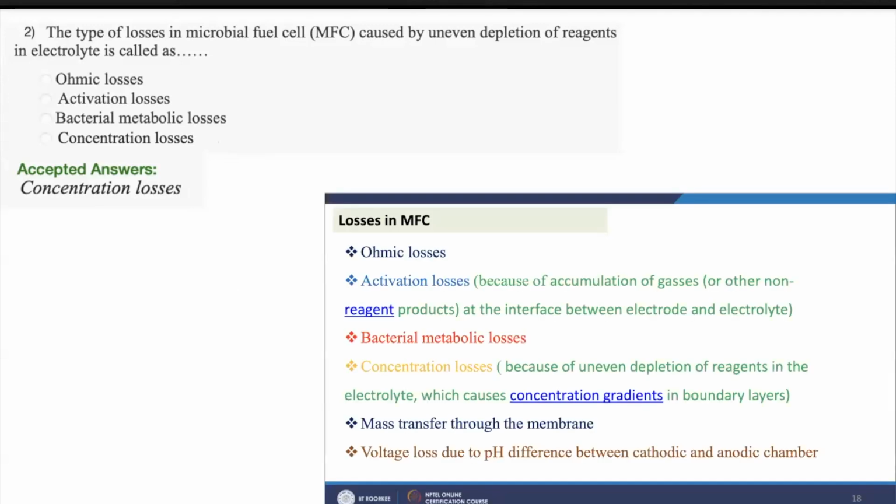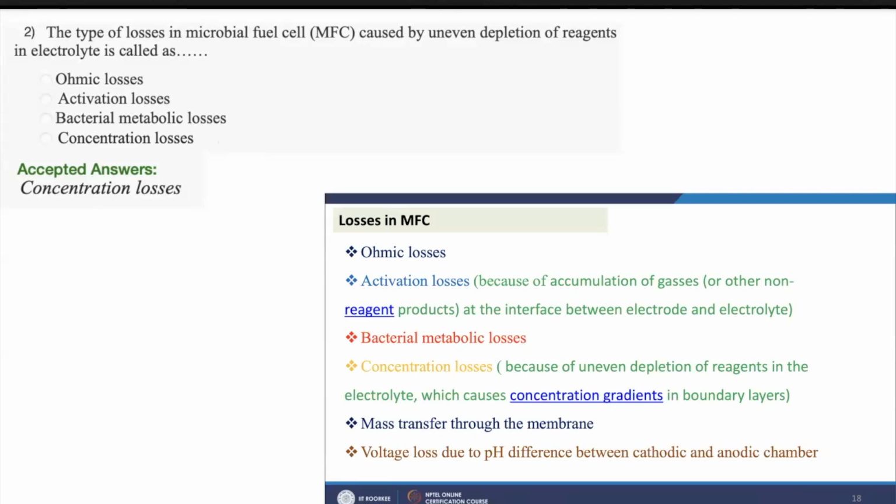So, if you answered concentration loss, then you are correct. Obviously, even if you do not remember it, ohmic loss will be due to the loss in the current, activation loss will be due to the loss in the initiation of the process, and bacterial metabolic loss will be due to the losses which are incurred during the metabolic process, and concentration losses are the ones which are due to the uneven depletion of the reagents. If you do not remember, you can go back to the lectures which Professor Mandal has discussed, and you will get the exact thing there also.